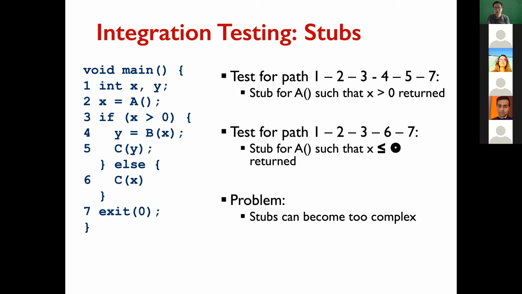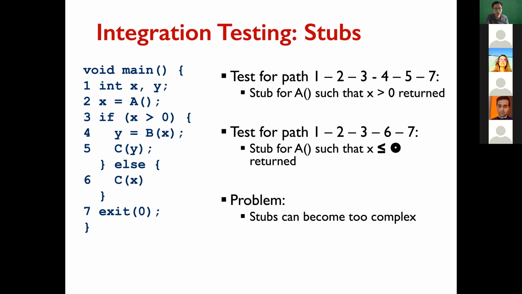If we want to test this path, we want to make sure x is greater than 0. How can we ensure that x is greater than 0? We need to make sure the return value of a is greater than 0, right? But when we test this main function, it depends on the module that defines a, and a is in another module. We want to keep it in isolation. So we need to use a stub. Here, we will use a stub to return a value that is greater than 0 to test this path.